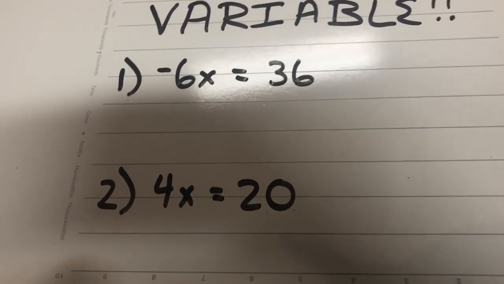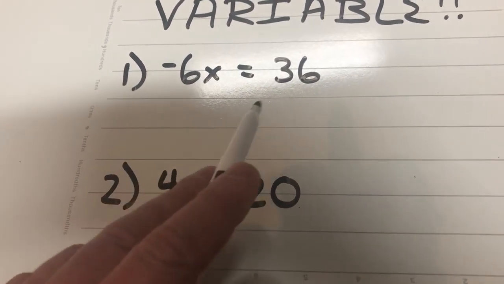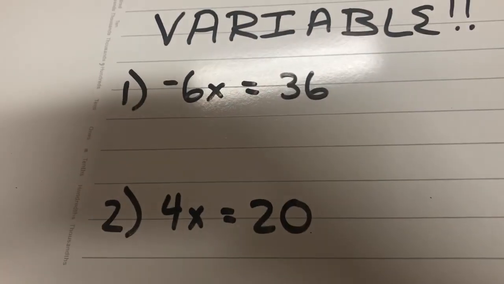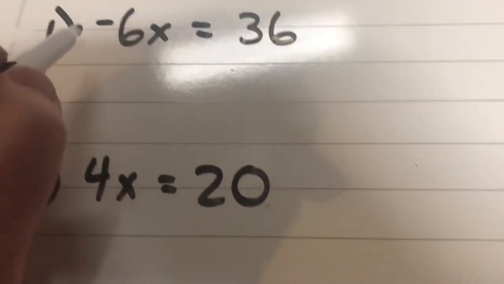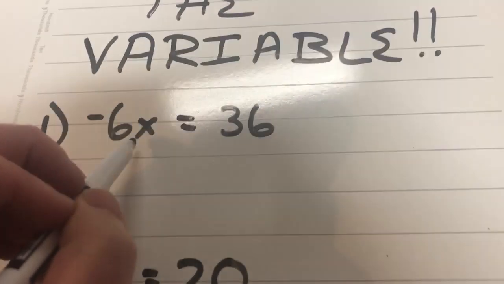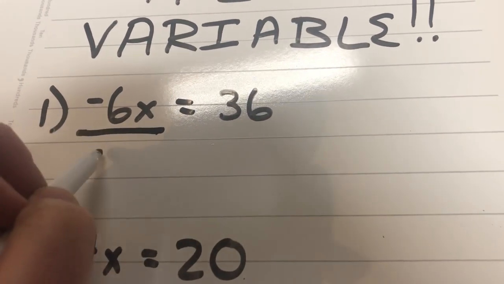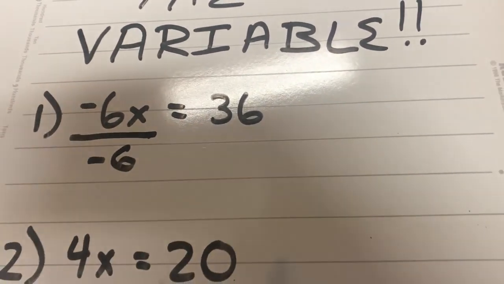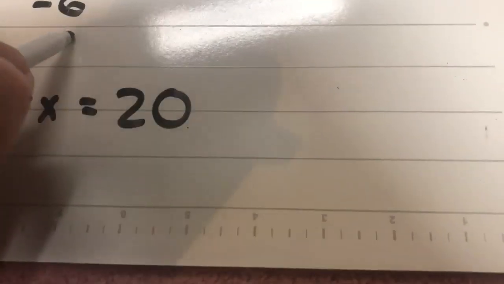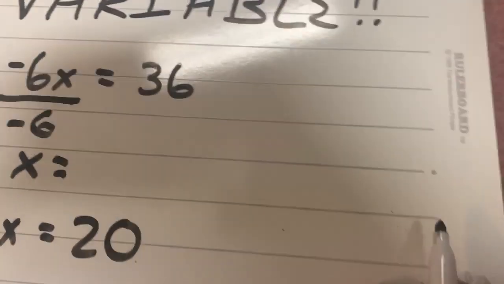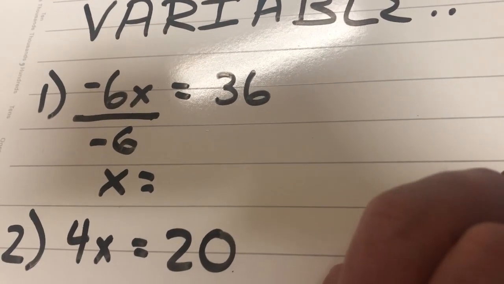So I'm going to have negative 6x equaling 36. We know that a number right next to a variable means multiplication. So once again, this is a multiplication problem. So all I'm going to do is divide everything by negative 6. Okay? And so I know when I divide that by negative 6, then I get x by itself.